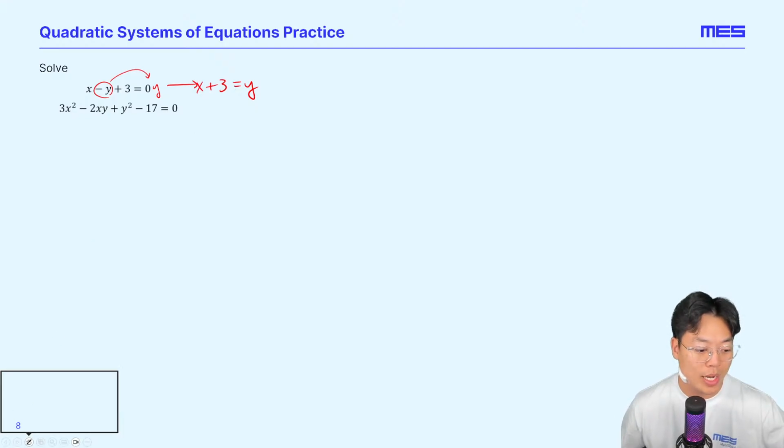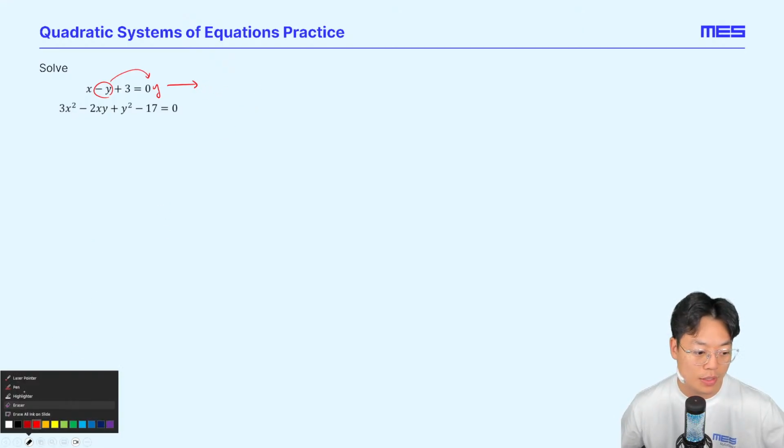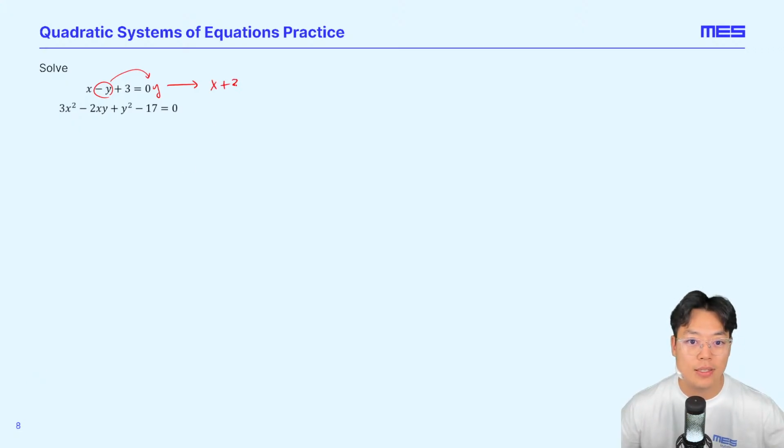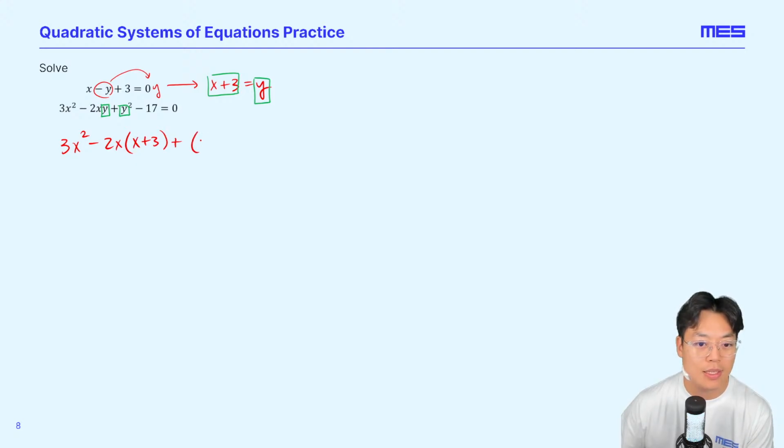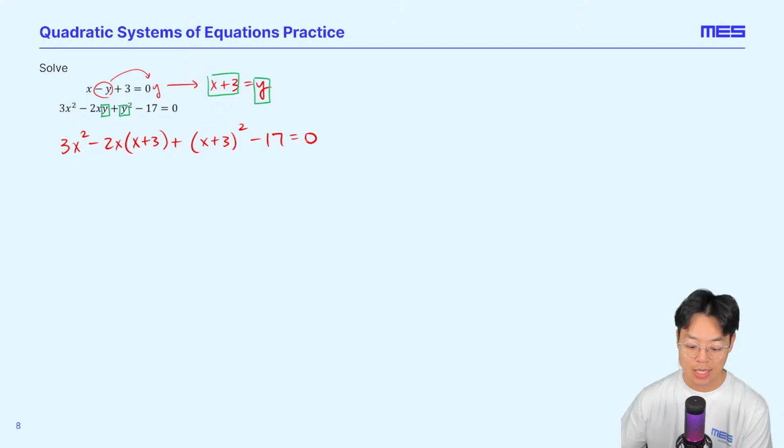And so whatever I have here, I'm actually going to rewrite this x because it's so close to the arrow. x plus 3 is equal to y. So for every y variable that I see, I'm going to plug in x plus 3. So y here, let's plug in that x plus 3. So we have 3x squared now minus 2x times x plus 3 plus x plus 3 squared minus 17 equal to 0.